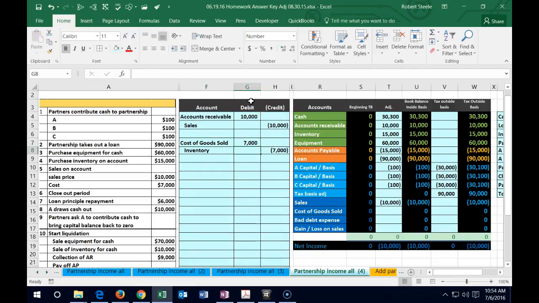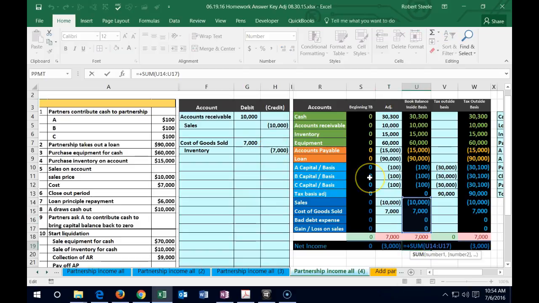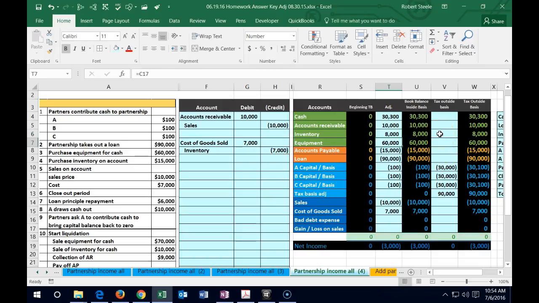And if we post this out, then if we go to the T15 equals the 7,000, that means our net income went down to 3. 10 minus the 7 is 3. That makes sense. And then we're going to go to the inventory, double click on it, go to the end of it, plus the inventory. The inventory is going to go down from 15 down to 8 at this point.